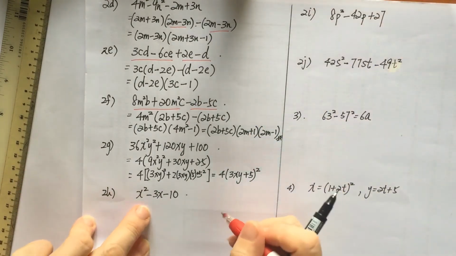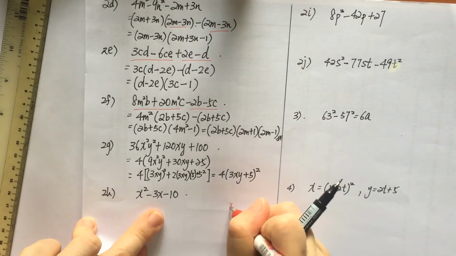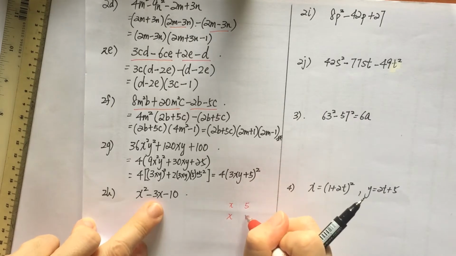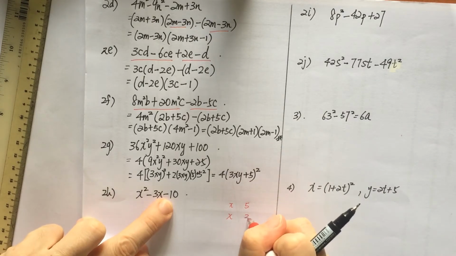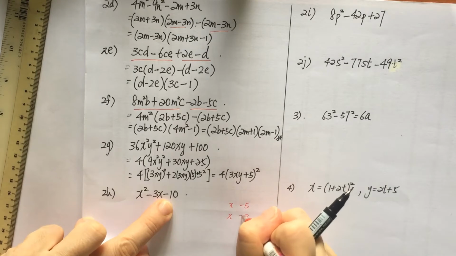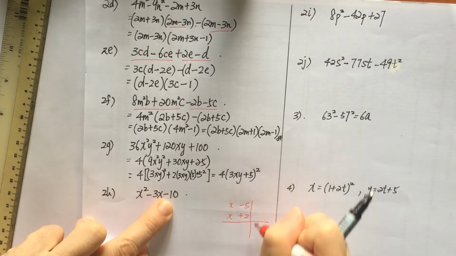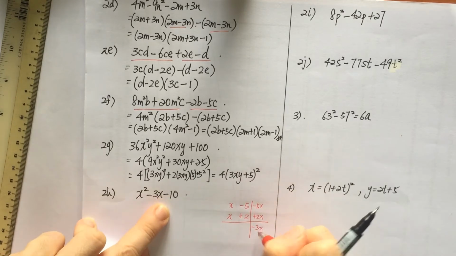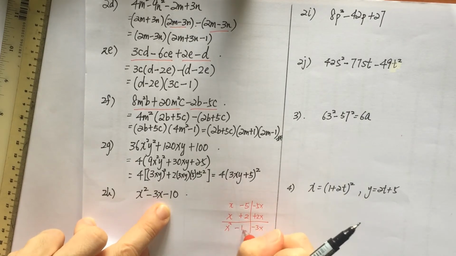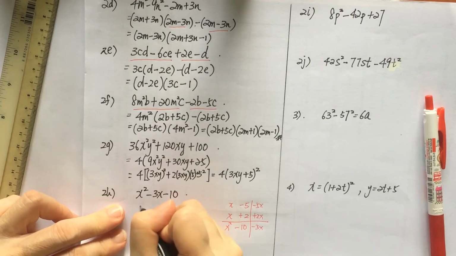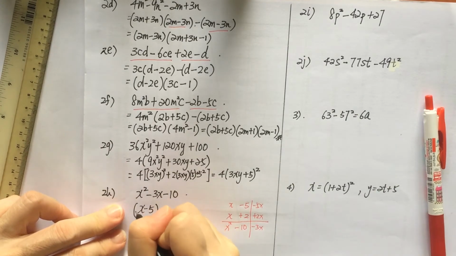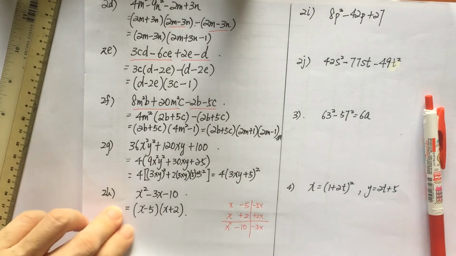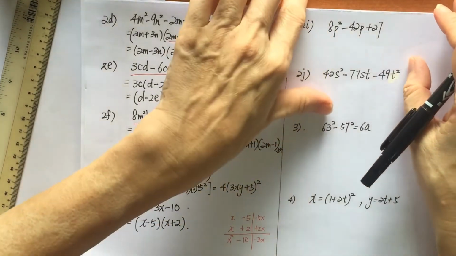This one is not a perfect square. You will do it by the cross method. x and x, and then 10, I break it to 5 times 2 is 10. I have a negative here, I have a positive here, so that this is negative 5x plus 2x, which together is negative 3x. This is x squared, this is minus 10. So I have x minus 5 multiplied with x plus 2. Done.